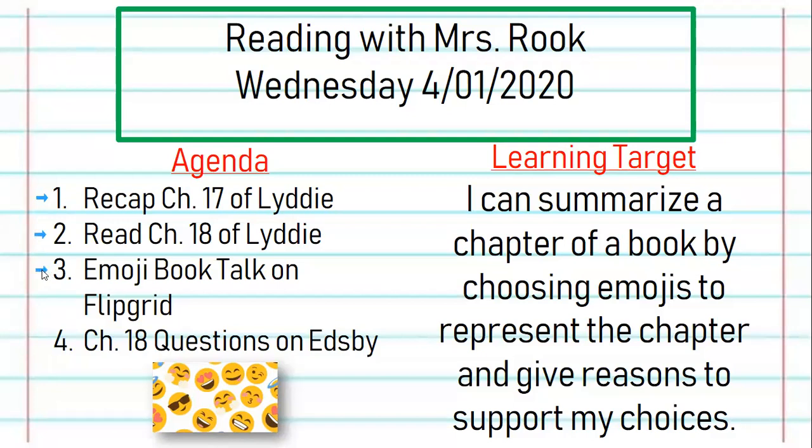Your assignment will be on Flipgrid. You need to do an emoji book talk, and I'll explain what that looks like in a little bit. And then at the very end, you need to go back to EDSB, and there are chapter 18 questions for you to answer on EDSB.